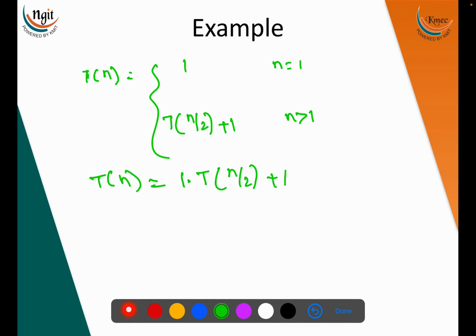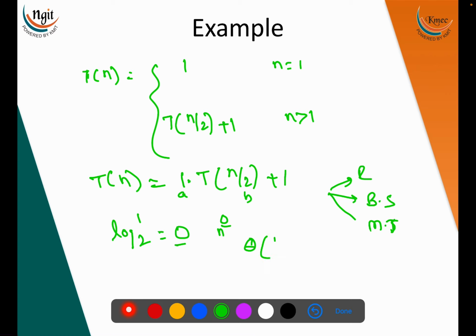When you look at this, we can solve this recurrence relation using 3 approaches. One is the recursion tree approach, another is the back substitution method, and the other is the master theorem. So using the master theorem, the complexity is what? Assume it is A and it is B. Now log base 2 of 1 is equal to 0, that is n power 0. So the time complexity using the master theorem is theta of 1 into log n. So the total time complexity is theta of log n.